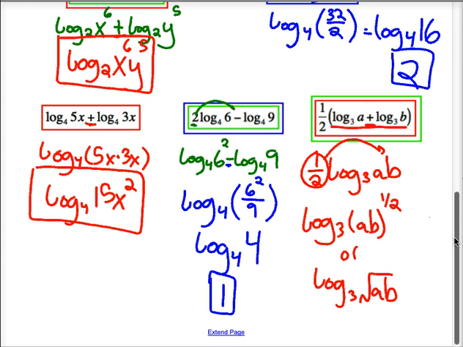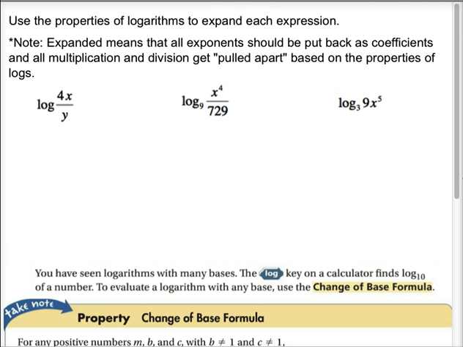So that's how to condense them together. If you have expanded logarithms, that's how you can condense them into one. Now, you can go the other direction as well. You can pull logarithms apart. To pull logarithms apart, all you're doing is reversing the things that you saw.